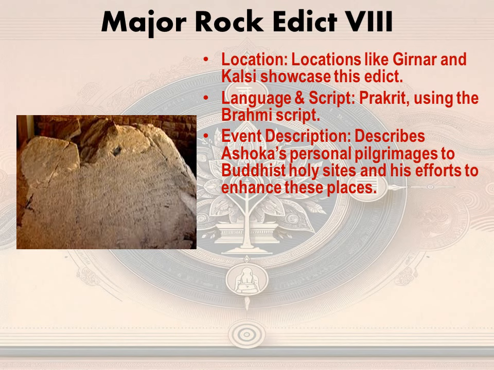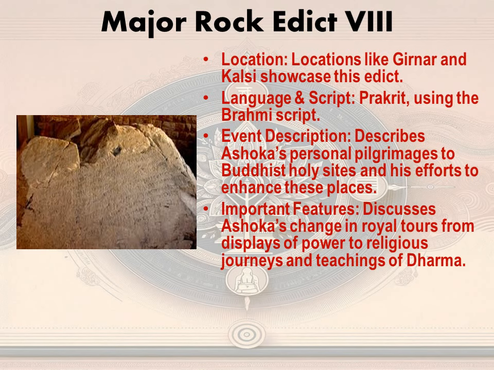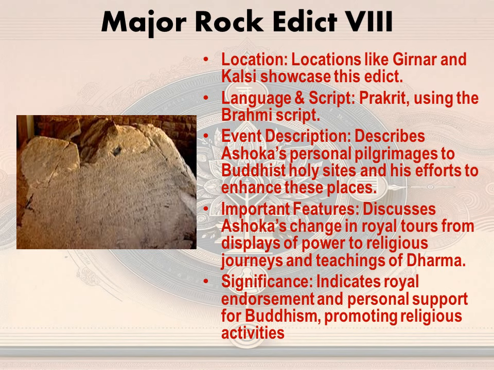So here Ashok describes his personal journey towards different Buddhist pilgrimage sites, and discusses Ashoka's change in royal tours from displays of power to religious journeys and teachings of dharma. So these tours, as described by Ashok, were not a mere projection of power. Even the projection of power was not emphasized when Ashok conducted all these tours, and his main focus was to display the religious journeys and to propagate the teachings of dharma. It indicates royal endorsement and personal support for Buddhism, promoting religious activities. So, from this edict, we come to know that Ashok personally endorsed, and there was personal sponsorship from the side of the emperor to the religion of Buddhism.